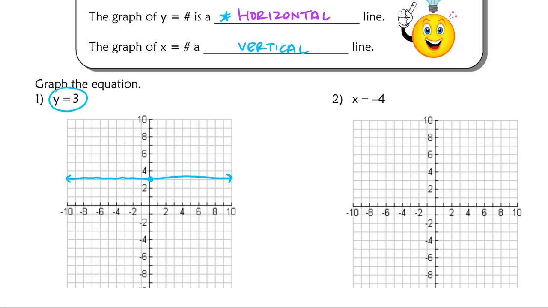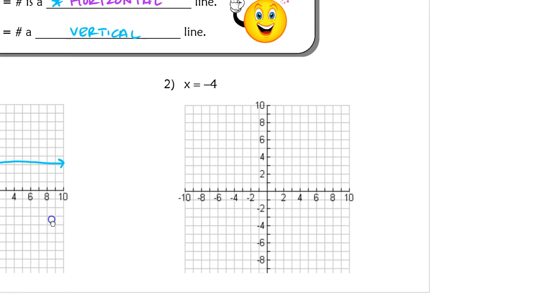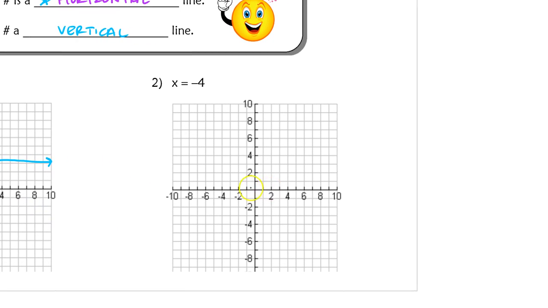So the next example here, x equals negative 4. We're going to stay on the x-axis this time. We want to know what the x value is, and in this case it's negative 4, so I'm going to plot a point right there. And I know that it's supposed to be a vertical line through x, so we've got the line here, a vertical line through x equals negative 4, and there's my graph.